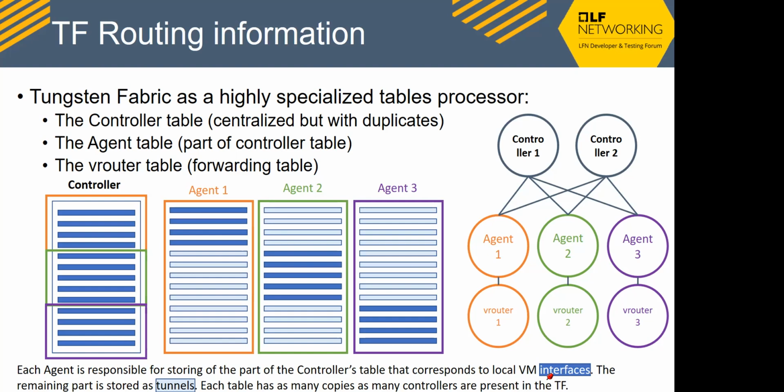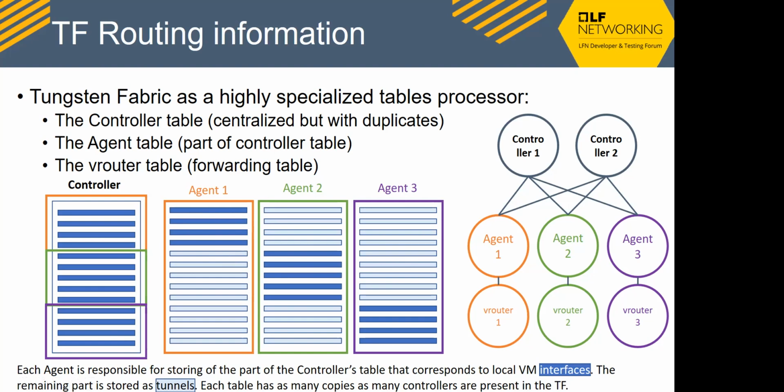We have a large table which is stored in controller. This table is copied several times when we have several controllers. And this table is distributed amongst agents. So you can see on the slide 3 agents, and each agent actually holds a copy of the main table.